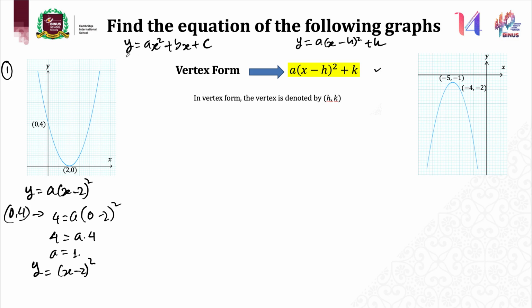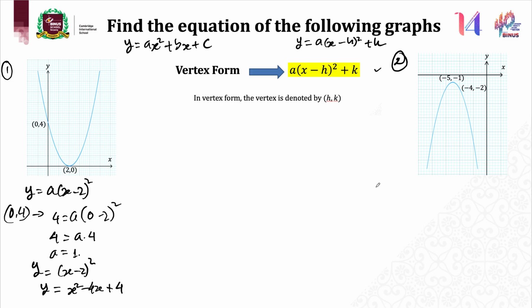But when the question is asking y equals ax squared plus bx plus c, which is the standard form, okay, so what you need to do is just expand into y equals x squared minus 4x plus 4. That is the standard form. Okay, how about the second one?